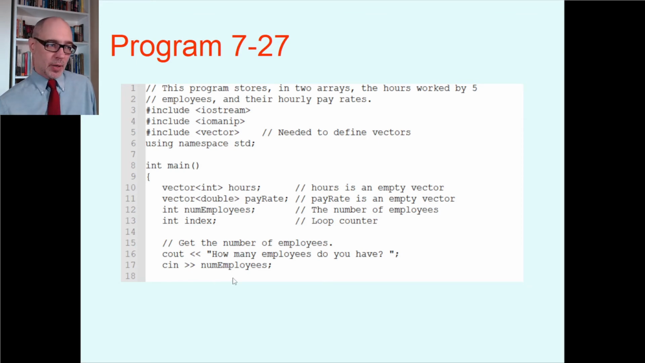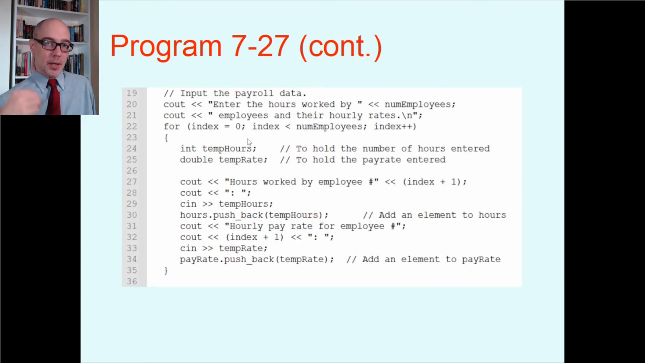So once you have that number of employees in this variable, here comes an input loop on this slide. We're going to input the payroll data. And of course, prompt: enter the number of hours worked by your however many employees and their hourly rates. Now you've got a loop counting from 0 to the number of employees you just said, 5 or 15 or 150, whatever. In this loop, you're going to see some cin statements. cin statements take data from the user and store it in a variable.